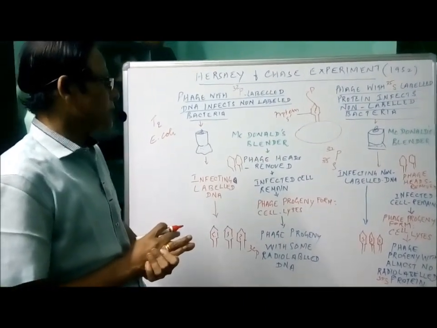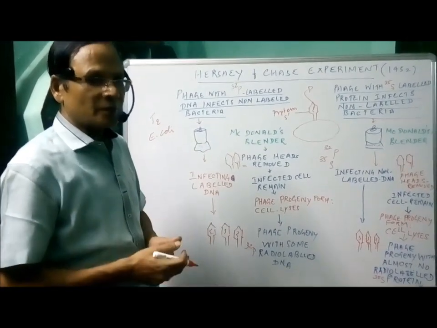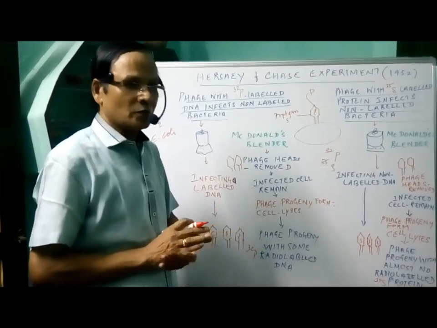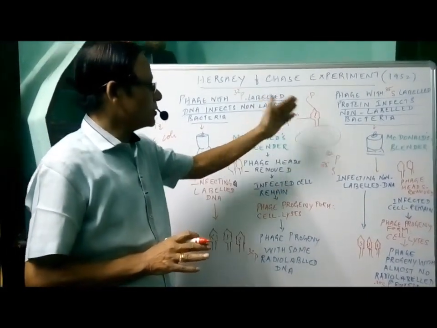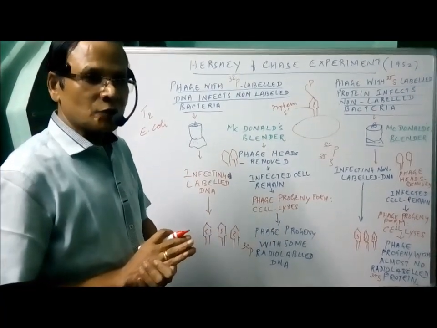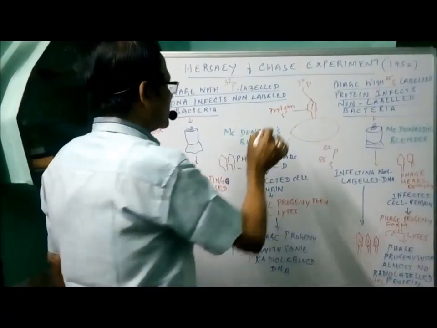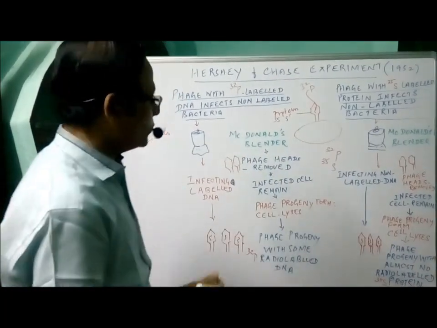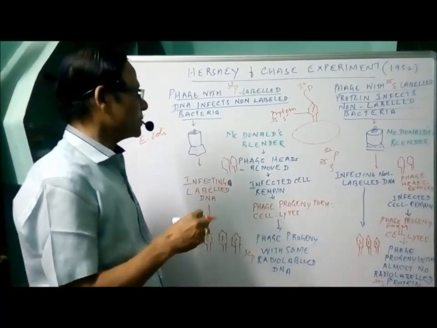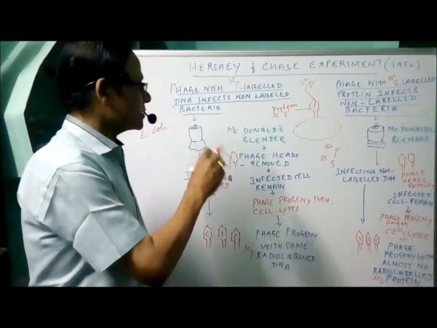Now what did he do again? He infected the bacterium in a culture medium. The medium contained either phosphorus 32 or sulfur 35, both radioactive labels. When the phage virus was cultured, it took up P32 in its DNA, and the capsid protein took up S35. In one medium, the culture contains P32. In another medium, the culture contains S35.